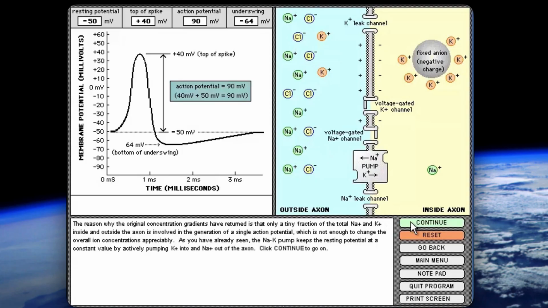As you have already seen, the sodium-potassium pump keeps the resting potential at a constant value by actively pumping potassium into and sodium out of the axon.